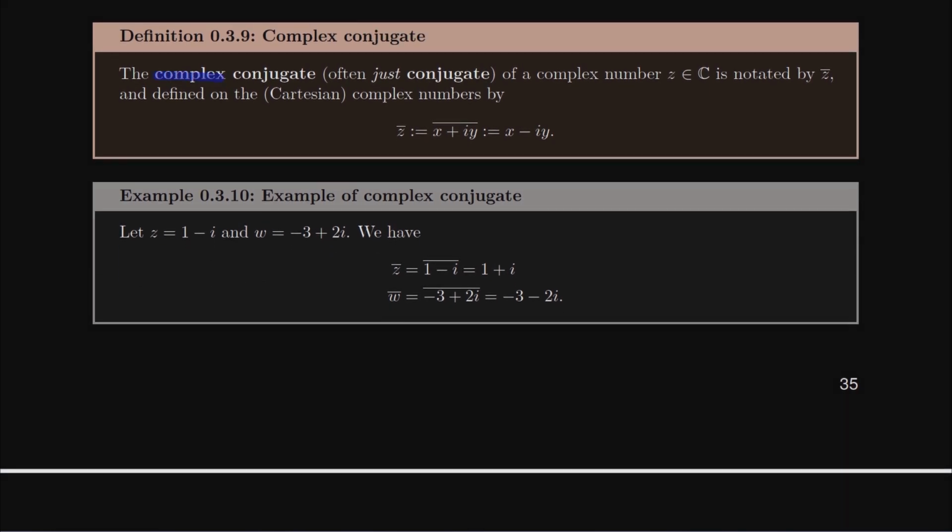There's something called a complex conjugate, which I referred to already. Sometimes this will just be called the conjugate. And it's denoted by a line above the number. So you'll put a line straight over the number. And you can do this over expressions like x plus iy as well.